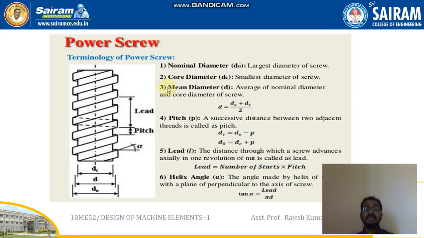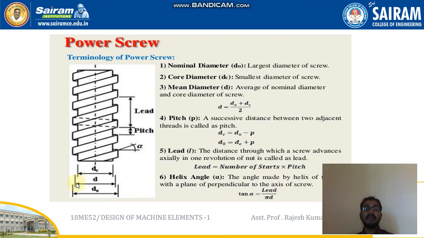Before discussing the design procedure, we should know the terminologies of power screws. Here we can see we have something called nominal diameter, core diameter, mean diameter, and other things. Nominal diameter is the largest diameter of the screw. In the picture, we can see the nominal diameter. Core diameter is the smallest diameter of the screw, excluding the threads.